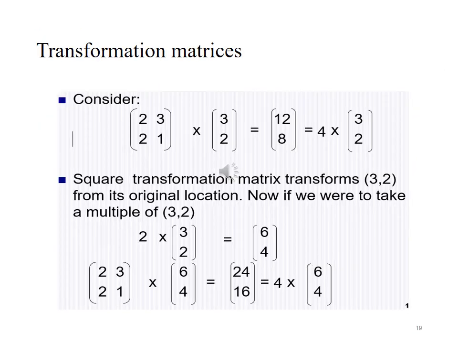In this slide, I am going to explain how we can represent transformation matrices. Consider the matrix 2, 3, 2, 1 multiplied by the vector 3, 2, which gives 12, 8. This can also be represented by multiplying a constant with a simplified vector, which is equal to 4 into 3, 2.